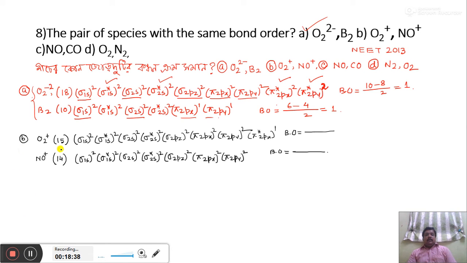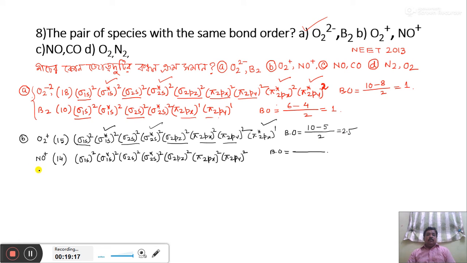In case of O2 plus having 15 electrons, the electronic configuration is sigma 1s2, sigma star 1s2, sigma 2s2, sigma star 2s2, sigma 2pz2, pi 2px2, pi 2py2, pi star 2px1. It contains 5 BMO, that means 10 BMO electrons, and sigma star 1s, sigma star 2s, pi star 2px, 3 ABMO. 3 ABMO contain 5 electrons, so its bond order is 2.5.